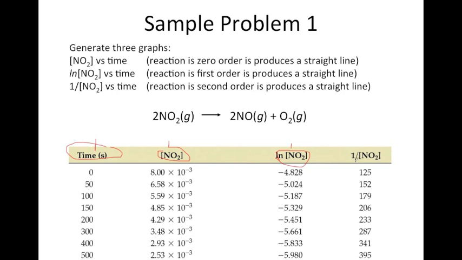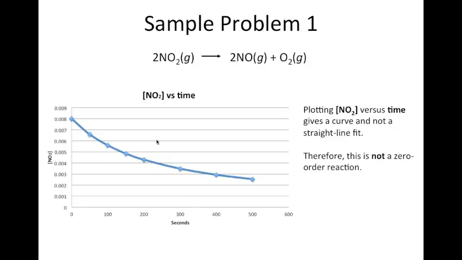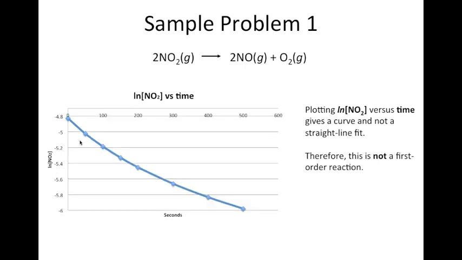To determine if it's second order, we would plot time on our x-axis and the inverse of the concentration on our y-axis. And if that gave us a straight line, we would know it's second order. So I went ahead and plotted all these. The first one is our concentration versus time. You can see this is not a straight line, so I know it's not zero order. I then plotted the natural log versus the time, and if this is a straight line, it would be first order. It's not, so I know it's not a first order reaction.